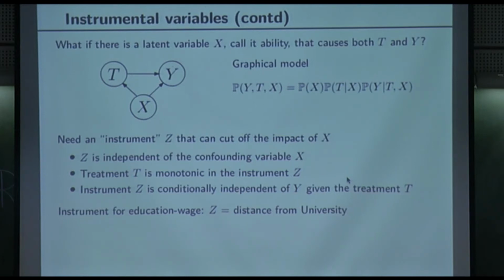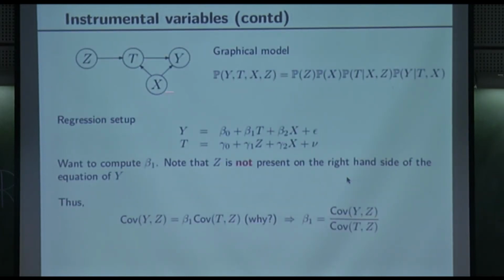But anyway, in this paper they try to use this. So they end up getting this structure. T is dependent on z. X can affect both t and y, but z does not directly affect y. Z is this distance from the university bit. It affects t, and through t it affects y, but it doesn't affect y directly.